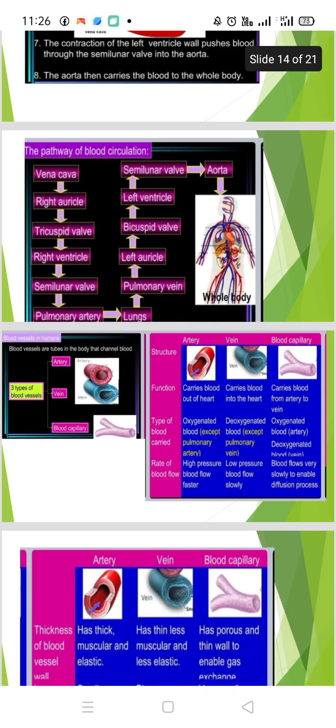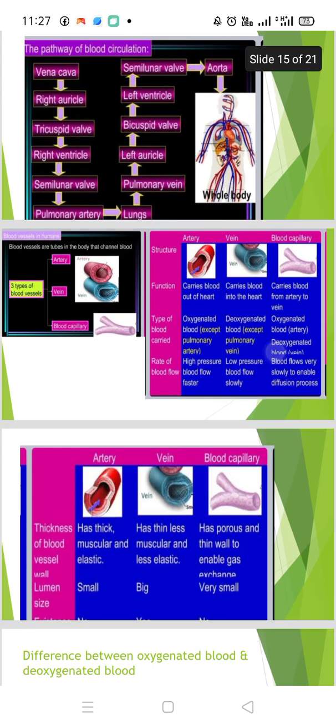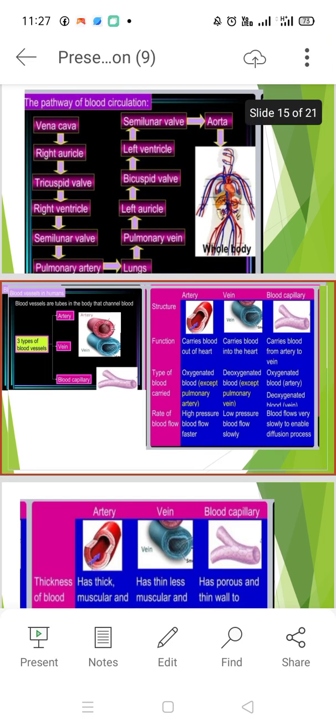Blood vessels are tubes in the body that channel blood. Artery, vein and blood capillaries. Three types of blood vessels. Artery, structure, function and type of blood carried, rate of blood flow. This is the diagram.